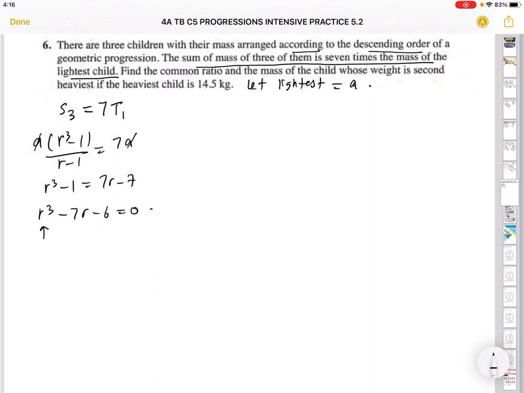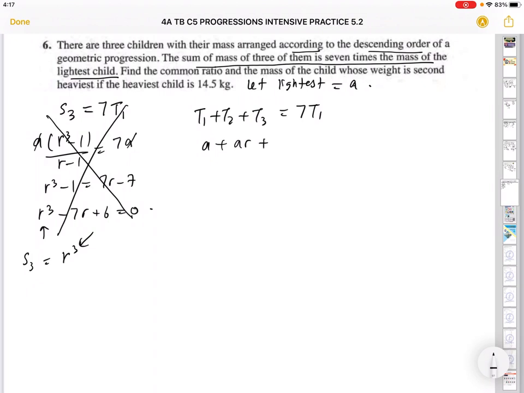By the way, I made a minor mistake, it's a plus. But you cannot solve this, so we don't use S3. The problem with using S3 is that the formula has R^3, and you cannot solve R^3. Instead, we use sum as T1 plus T2 plus T3, which is 7 times T1. Notice that T1 is A, T2 is AR, T3 is AR squared. So the highest power I have is only R^2. So when you form the equation, you get a quadratic equation which we can solve.